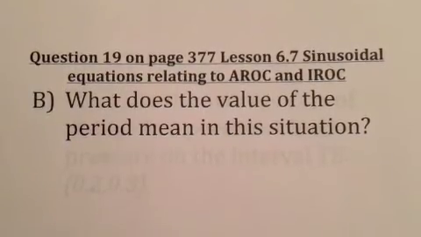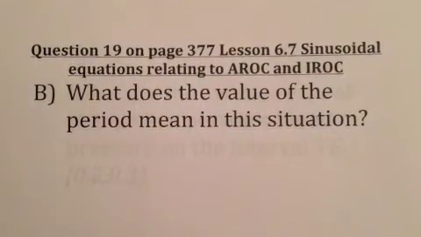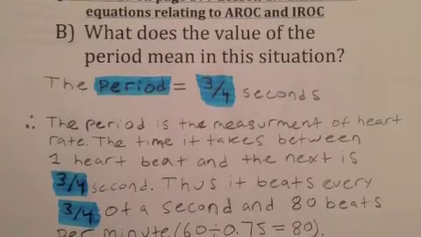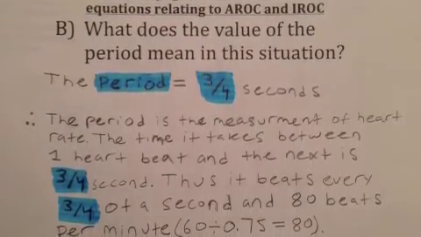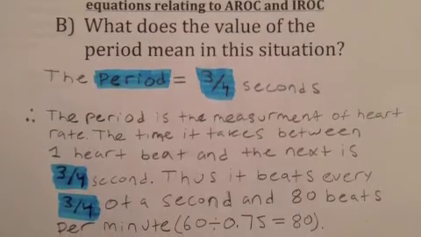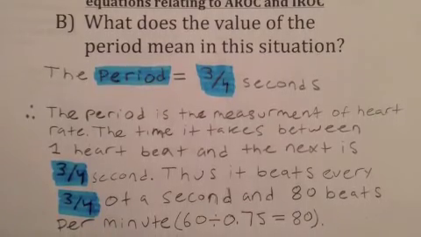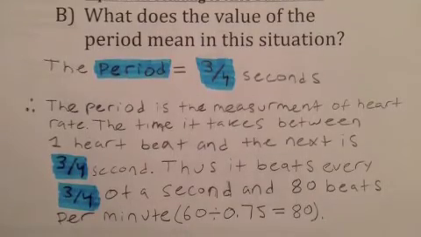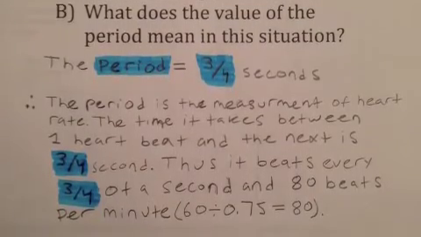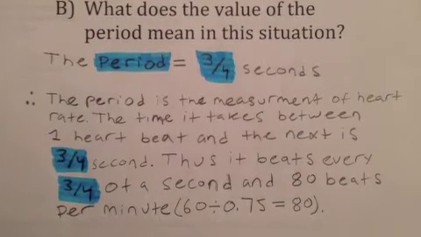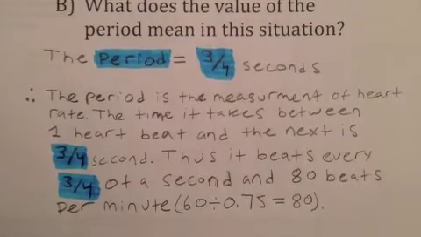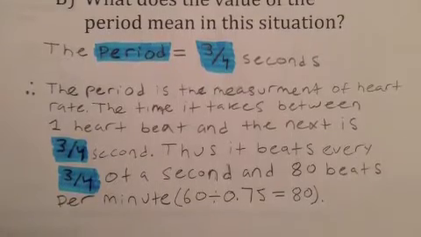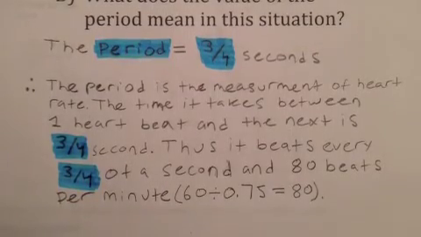Part B. What does the value of the period mean in this situation? Therefore, the period equals 3 over 4 seconds. The period equals the measurement of heart rate. The time it takes between one heartbeat and the next equals 3 over 4 seconds. Thus, it beats every 3 over 4 seconds, or 80 beats per minute.